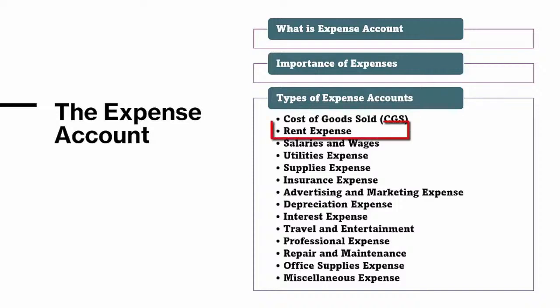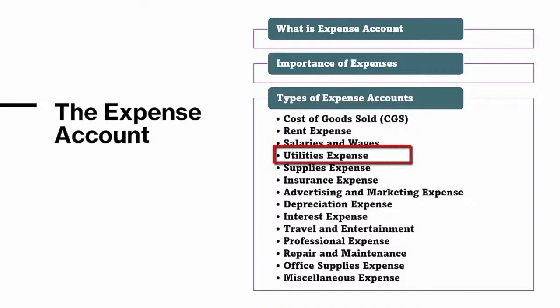2. Rent expense. The cost of renting space for business operations. This could be for an office, warehouse, or retail store. 3. Salaries and wages. These are the expenses related to paying employees. It includes all wages, salaries, bonuses, and other compensation.